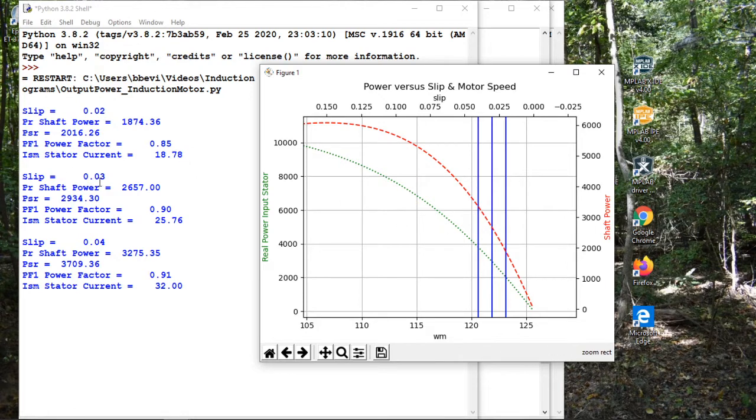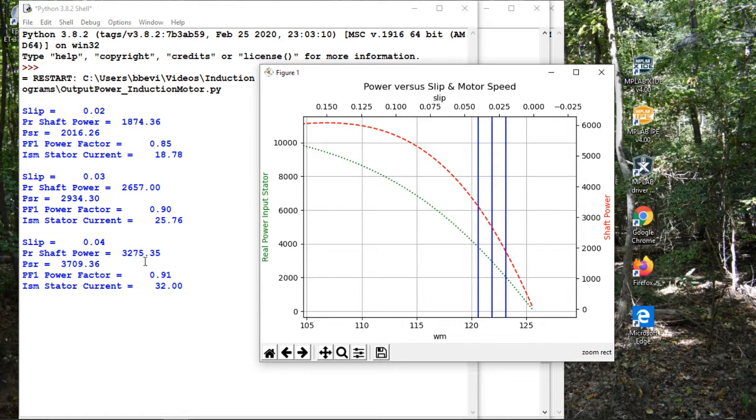Let's look at a slip of 0.03. In this case we obviously have a higher shaft power. It went from here to here, and we have a PSR, which is the real part of the power seen looking into the stator terminals, of 29, which is greater than that. The power factor has gone up to 0.9, and so has the stator current, up to about 25 amps versus what we had at 0.02.